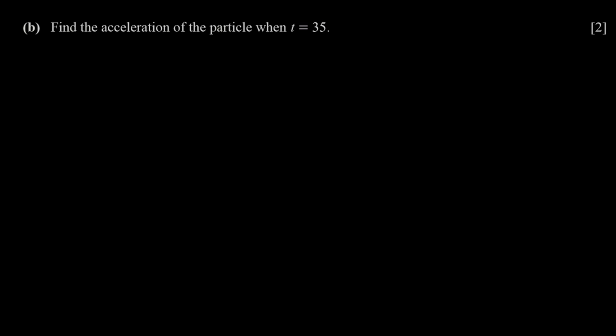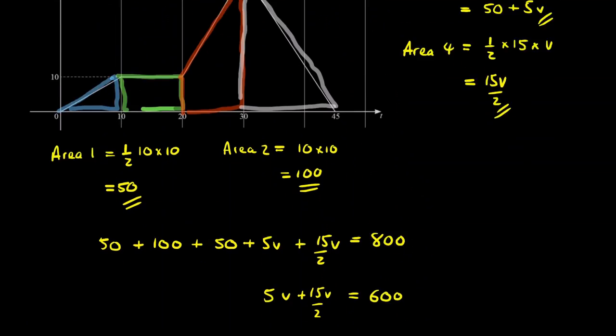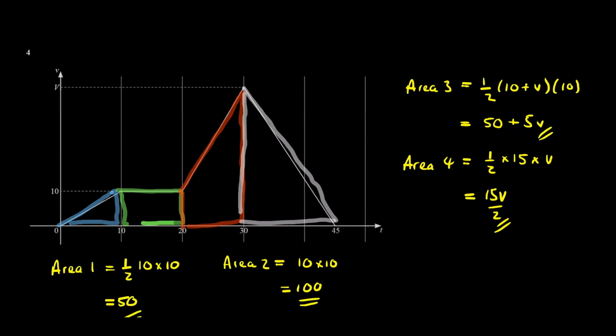Okay, so here is part B. We want to find the acceleration of the particle when t is equal to 35. Okay, well, the key thing to know is that for a velocity time diagram, the acceleration is going to be given by the gradient. So we just got to go up a little bit, got to find where t is equal to 35, or t equals 35 is going to be somewhere here. What we're really being asked to do is we want to find the gradient of that line there.